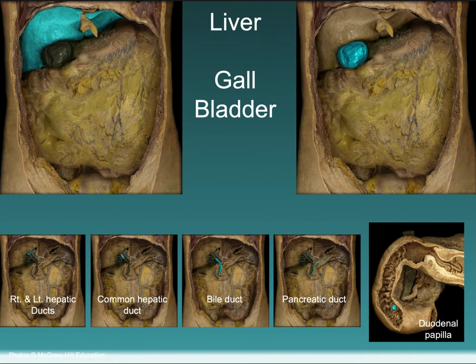So here's some of those cadaver photos with the highlights. Highlighting here first the liver, the gallbladder, and then if you zoom in on some of these, so I'll get the cursor out of the way, you can see here's where the pancreatic duct and the bile duct together are emerging within the duodenum, the small intestine.